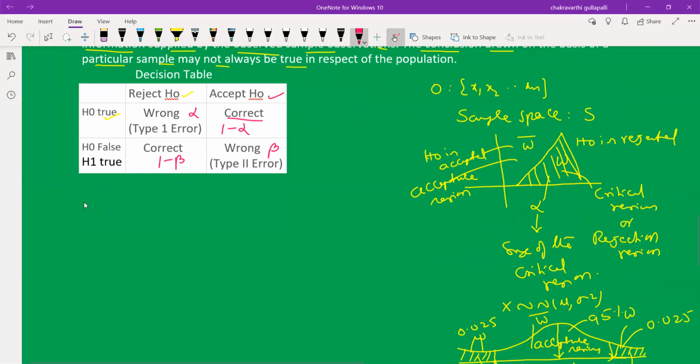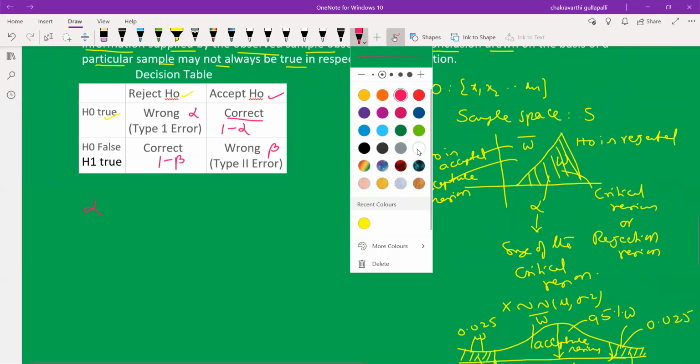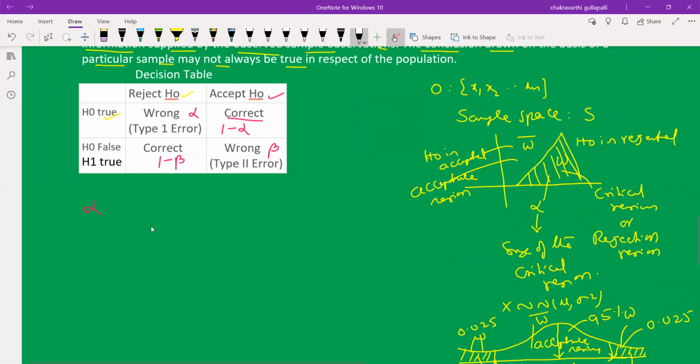Now, speaking mathematically, alpha is equal to the probability of type 1 error. That is the probability that the sample statistic X belongs to W, X falls in W, when H naught is true. When the sample statistic falls in W, what happened here? H naught is rejected. So H naught is rejected when H naught is true.